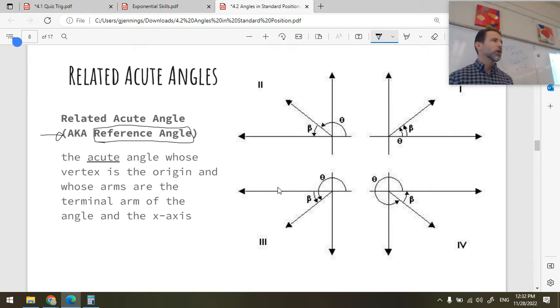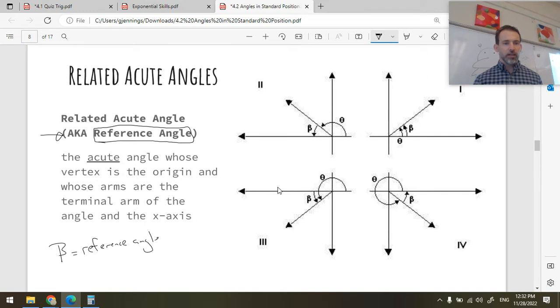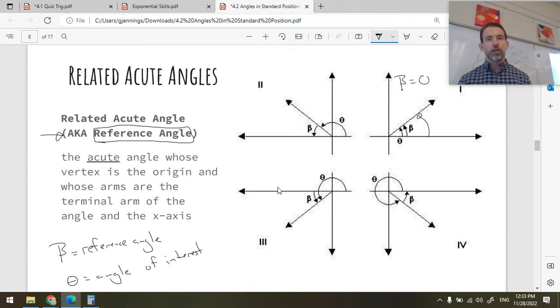So we refer to these angles to figure out stuff about these bigger angles. If we're in the first quadrant, in all of these cases, the beta angle is the reference angle, and the theta angle is the angle of interest. So if I'm interested in a theta that happens to lie in the first quadrant, the reference angle is equal to theta. It's very simple. It is its own related acute angle. That should not be surprising. Every angle between 0 and 90 degrees is acute.